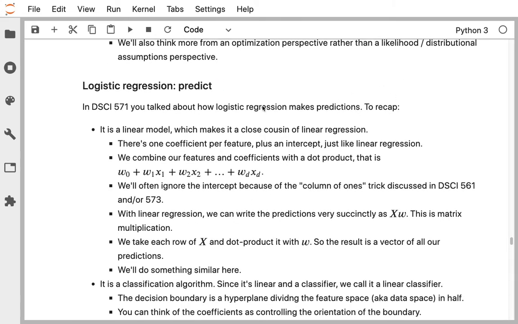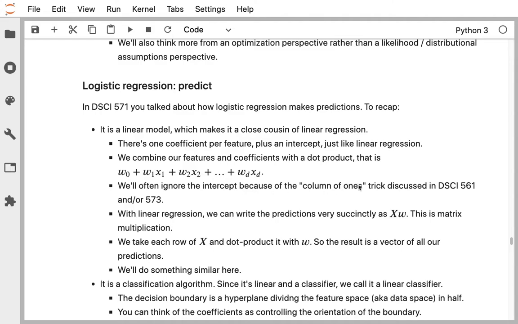Okay, so first a recap of what I think you did in Supervised Learning 1. To recap, logistic regression is a linear model, which makes it a close cousin of linear regression. Like linear regression, there is one coefficient per feature, or we're calling them weights now, one weight per feature plus an intercept. And we combine the features and the coefficients with the dot product, just like in linear regression. Intercept plus first coefficient times first feature plus second coefficient times second feature. So the output is a weighted sum of the features. And that's why we call them weights, the w's.